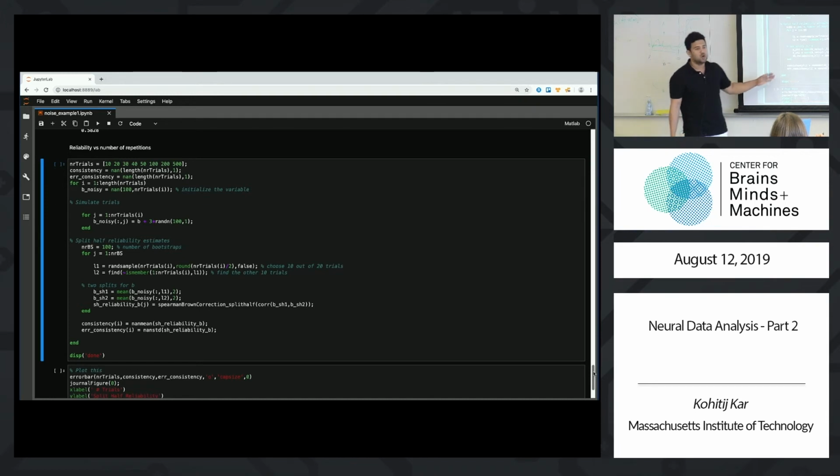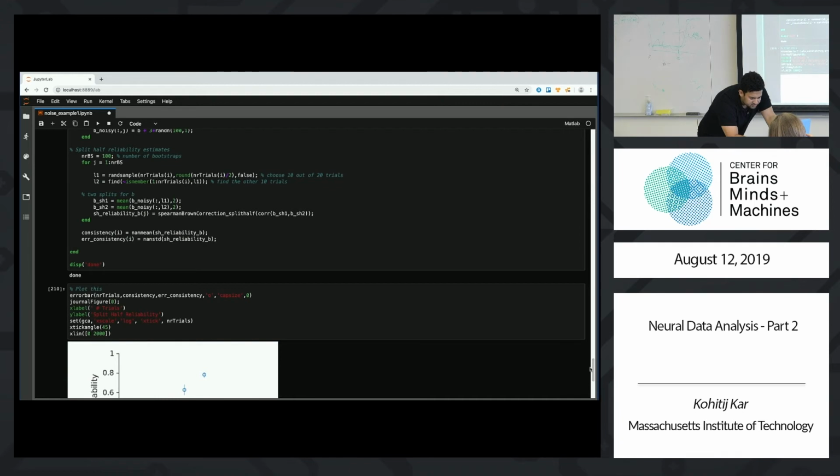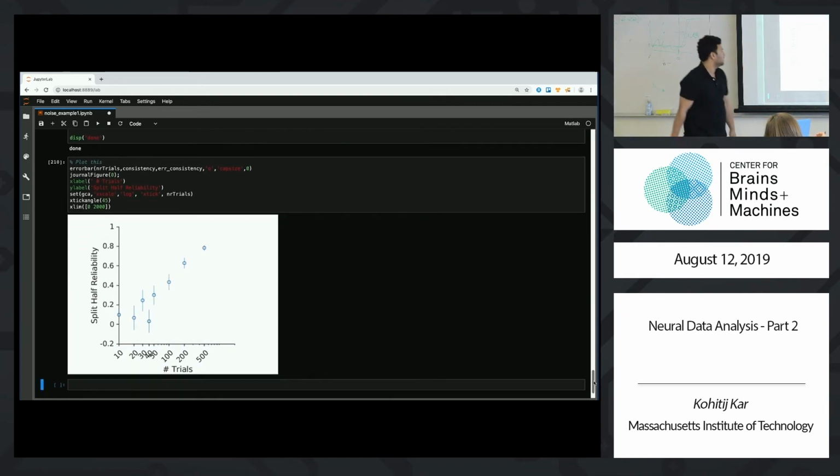You need to know what noise structure you're heading into, and you can decide what numbers you're going to choose. So if I run this, it's done. Okay, so this is something that you find. If you plot the number of trials versus your reliability, as you increase the number of trials, your reliability should increase. This is a log scale.